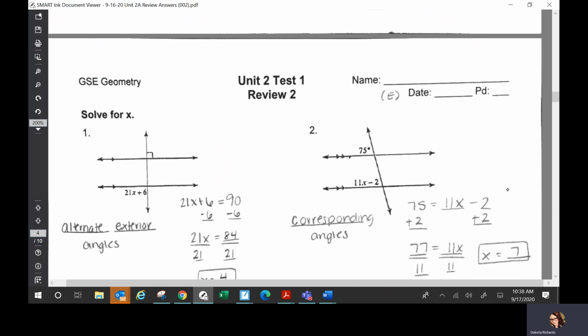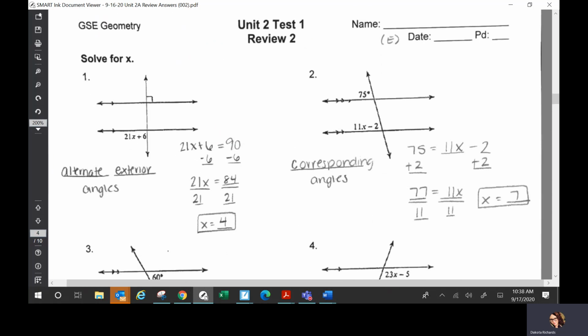Part 2, review 2. You had to solve for x on the first page. You got to determine what kind of angles you're given. And that's going to tell you whether or not you set them equal to each other or equal to 180. So those are alternate exterior angles. And this just means it's 90 degrees. So you're going to say 21x plus 6 equals 90. Solve for x. You get x is 4.